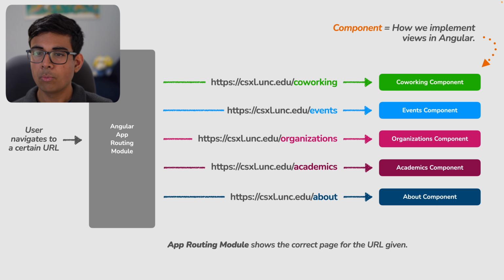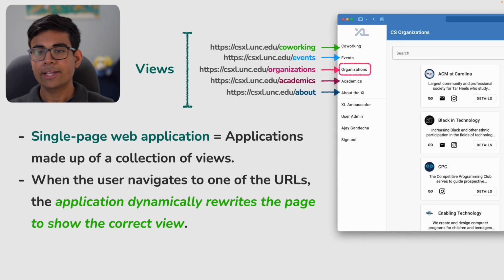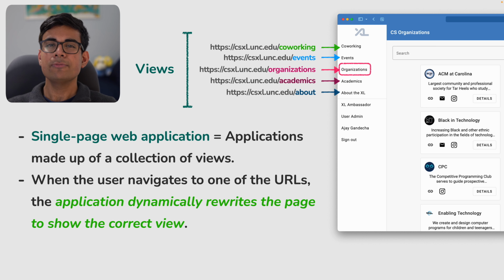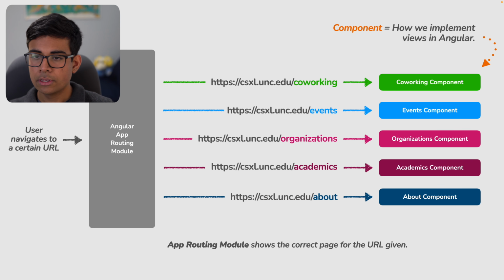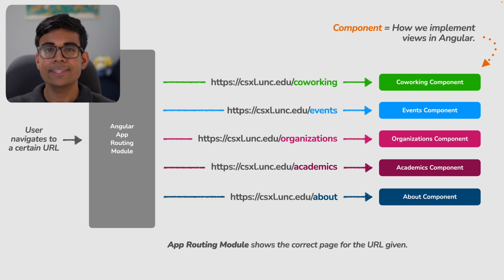We have what we call our views, which are actually known in Angular as components. So components are how we implement views in Angular. And I'm going to be showing this as an example in a second. So for example, if we go back, right, we have these co-working, events, organizations, academics, and about views, and we implement these views in Angular using components. So the co-working view will be implemented using the co-working component, events component, organizations component, and so on.